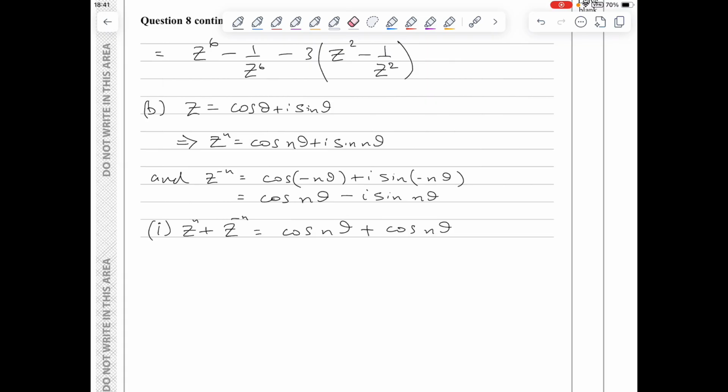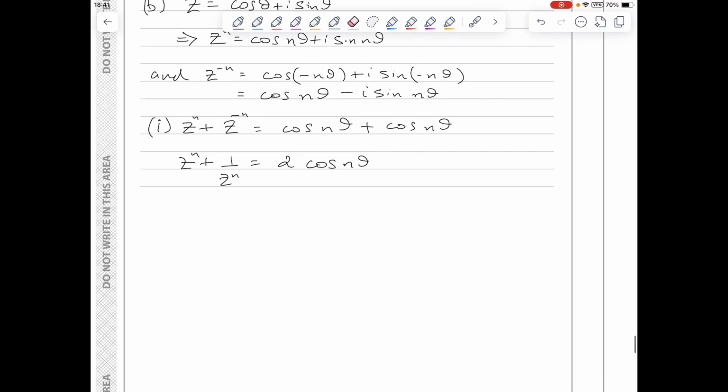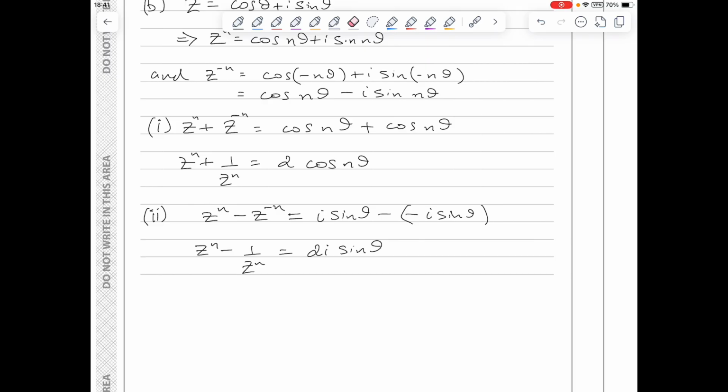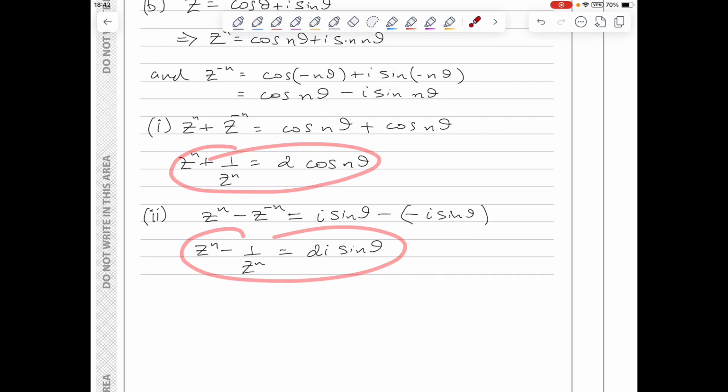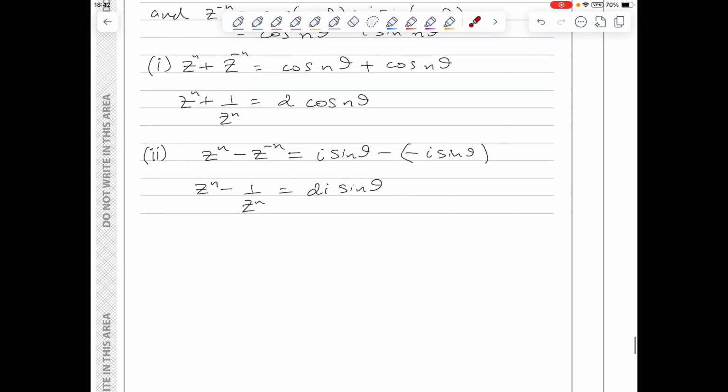Therefore, z to the n plus z to the minus n is cos n theta plus cos n theta, which will give me 2 cos n theta. Similarly, z to the n minus z to the minus n will be obtained by subtracting the two expressions above. So I get i sine theta minus minus i sine theta, which simplifies to 2i sine theta. So letting n be equal to 1 in those two will allow me to proceed to part C.